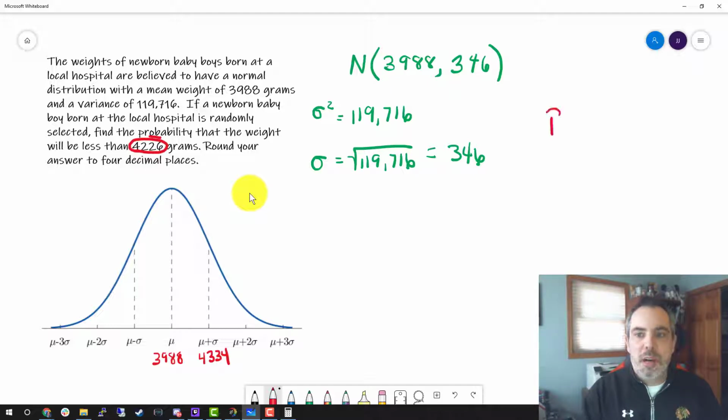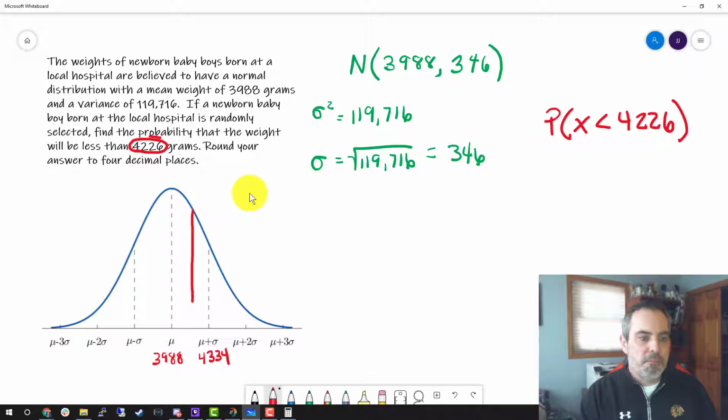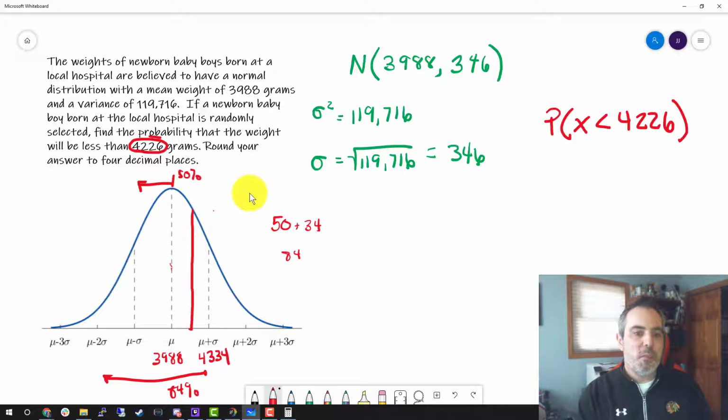So I'm finding the probability that X is less than 4,226. Now how does that work with this table? Well, 4,226 is somewhere right here. The problem is that's not right on a standard deviation. If it was right at 3,988, I'd say 50%. If it was over here at 4,334, I would use the empirical rule and add half of the 68% and say 84%. So I know from here is 50%, and from here on over is 84%. So this has got to be somewhere in between.